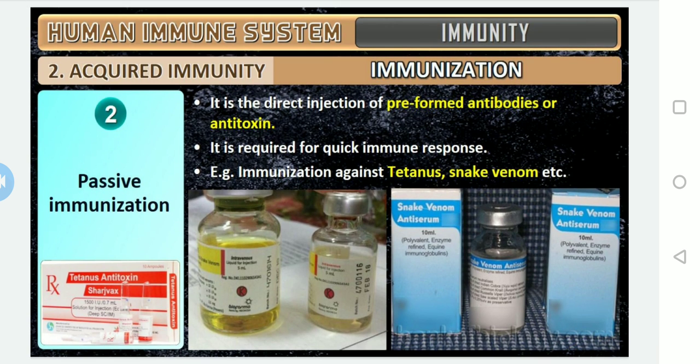And here it is very important: passive immunization is a direct injection of preformed antibodies or antitoxins. It is required for a quick immune response, or else they cannot survive. Immunization against tetanus and snake venom, why will they be given? To protect the infected person within a short period of time, as they cause immediate damage, so they require already prepared preformed antibodies or antitoxins.